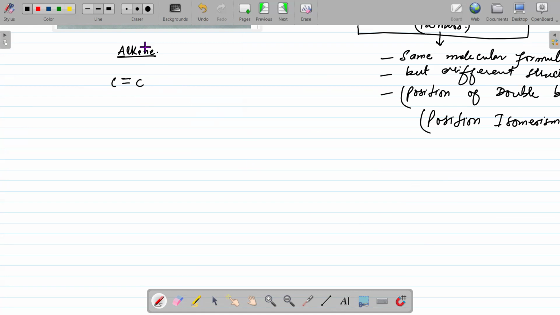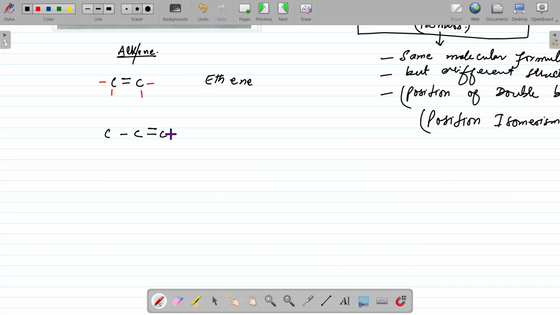And we can see the name difference, alk and ene. Alk stands for the numbering. So how many carbons here we have? Two. So its name should be ethene.